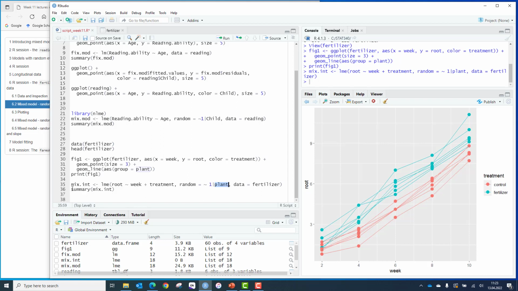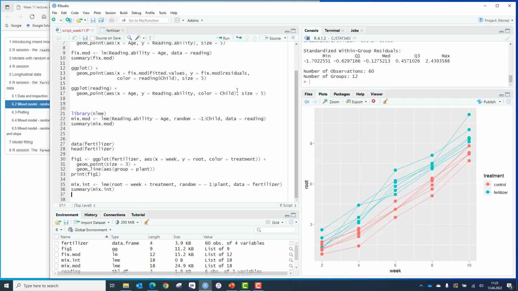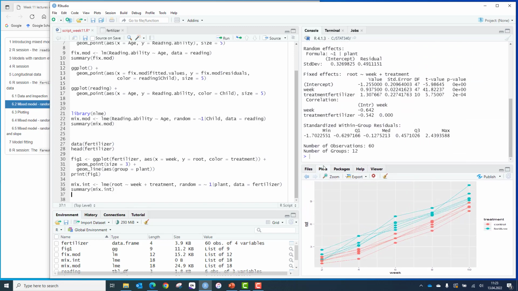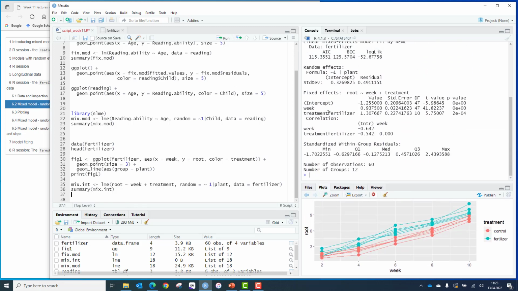And we can look at the summary of this fitted model like this. And what do we see? First of all, we can look at the fixed effects. We have a very, very significant effect of week. Positive, yeah, that's obvious, right? Every root grows by time. So there must be a very positive slope here. And highly significant, because all of them grow, right?